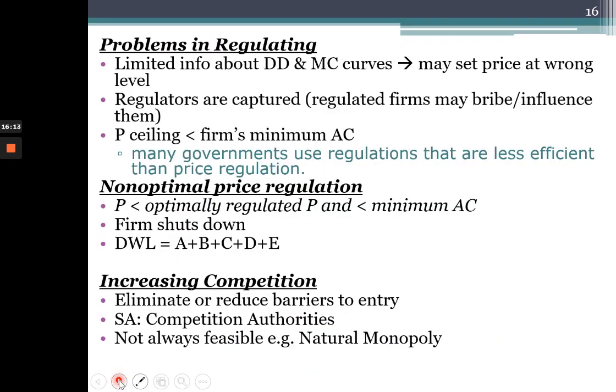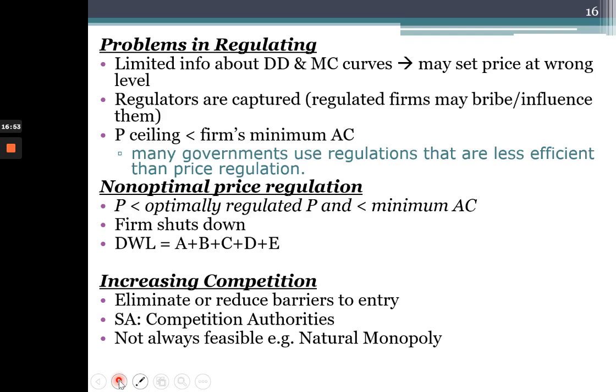However, what are the problems with this? Well, the first problem is if you set that price ceiling below the firm's minimum average cost curve, the firm will actually go bankrupt and you'll have no firm. You had a monopoly, so now there's no firm in the market. The other thing is that regulators are often captured. So regulated firms may bribe or influence the people doing the regulation. Okay, so this is a disadvantage. Often they've operated in those industries and they know the regulated firms. So there may be an incentive for this bribery to occur.